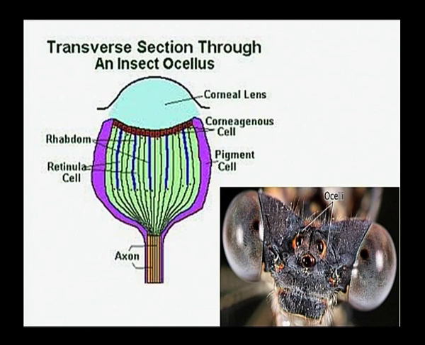This diagram shows the transverse section of an ocellus, which clearly indicates that there is a corneal lens below which there are layers of corneagen cells, which are surrounded by the pigmentary cells. Around the pigment cells, we find rod-like structures known as rhabdom, and these rhabdoms are directly connected to the nervous system, particularly the axonic portion of the nerve cell.